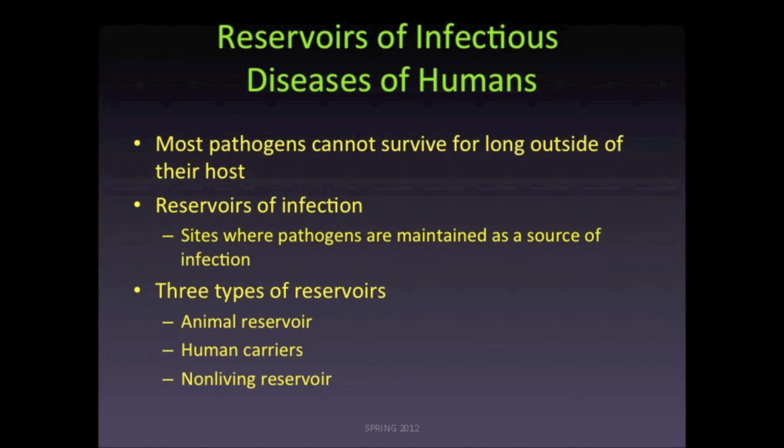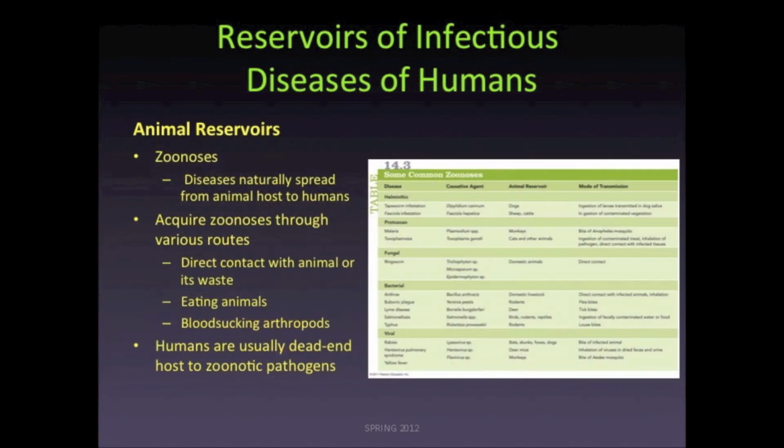There are three types of reservoirs of infectious disease of humans. They are animal reservoirs, human carriers, and non-living reservoirs. Animals can act as reservoirs for diseases that can be spread to humans. Diseases that can spread from an animal host to humans are known as zoonoses.